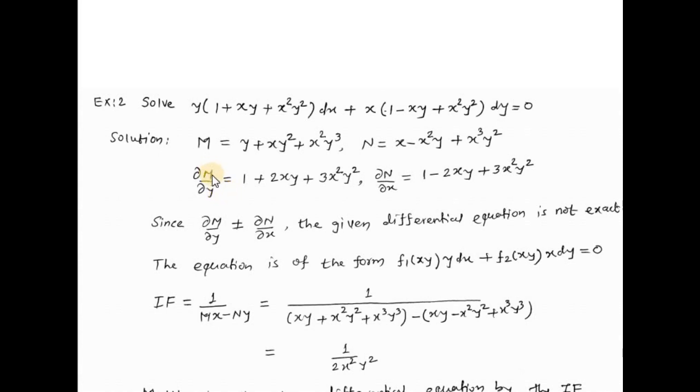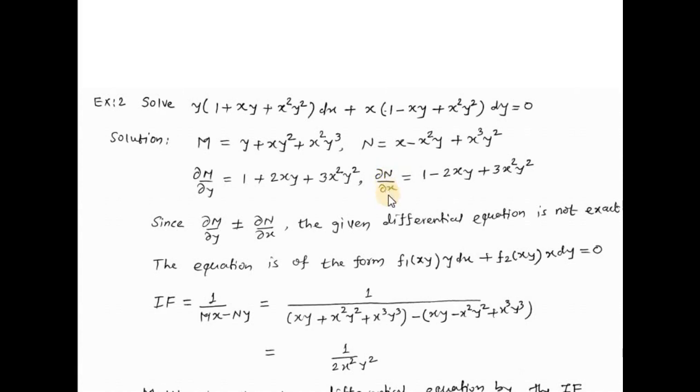Now we will find ∂M/∂y. So it will be 1 + 2xy + 3x²y², because the derivative of y is 1. Here the derivative of y² is 2y, and here the derivative of y³ is 3y², and x is a constant, so it will be as it is. Here x² will be as it is.